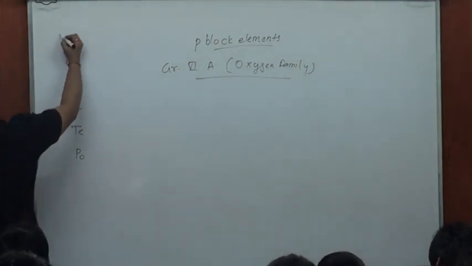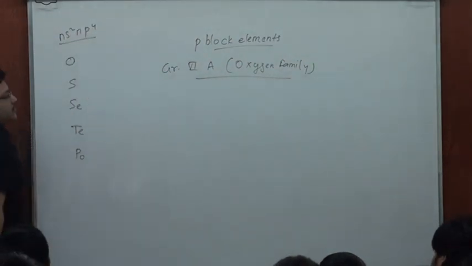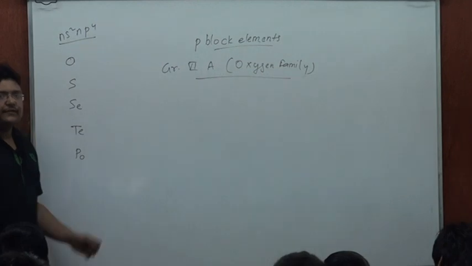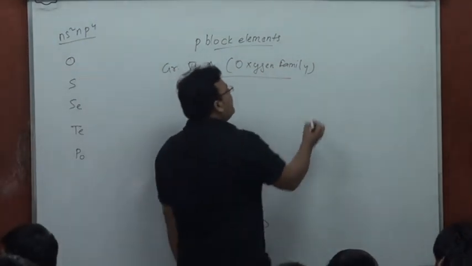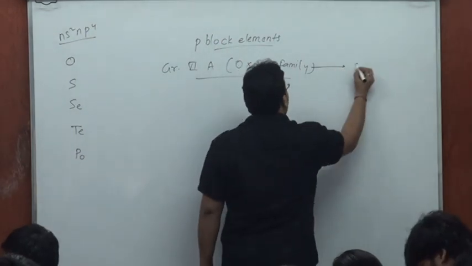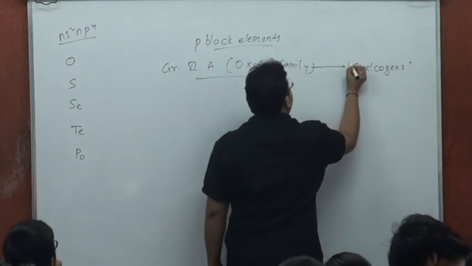The electronic configuration is going to be ns2 np4. And again, very popularly, this family is given this name, chalcogens.